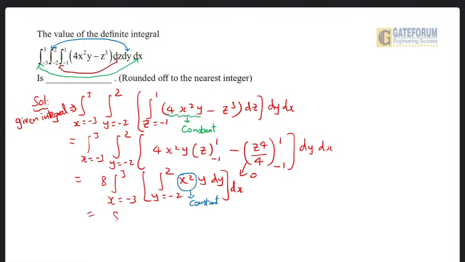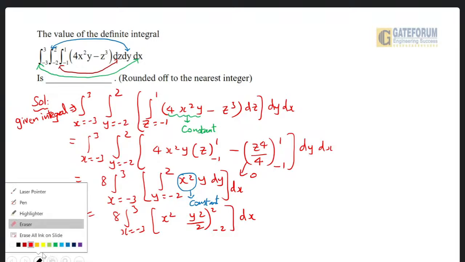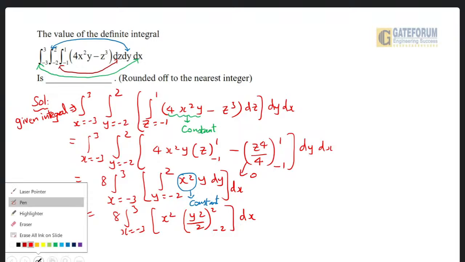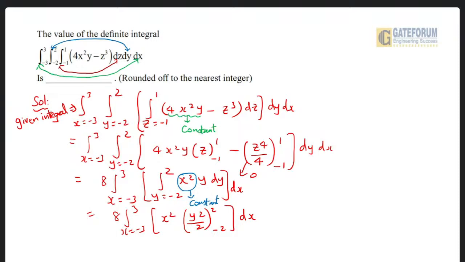8 times integral of x from minus 3 to 3. Integrating with respect to y, x square constant, y integration is y square by 2 between the limits minus 2 to 2, and then close dx. Now this simplifies to 2 and minus 2 squared giving the same number. So this term vanished. So finally you will be getting 0 without integrating with respect to x. This y square by 2 between 2 and minus 2 gives 0, and a definite integral 0 means 0.